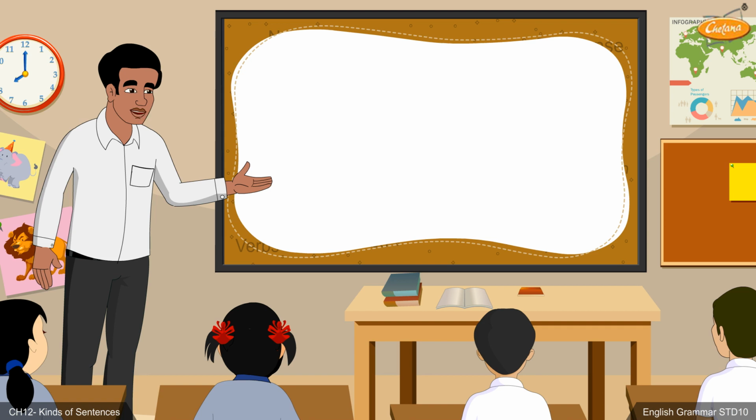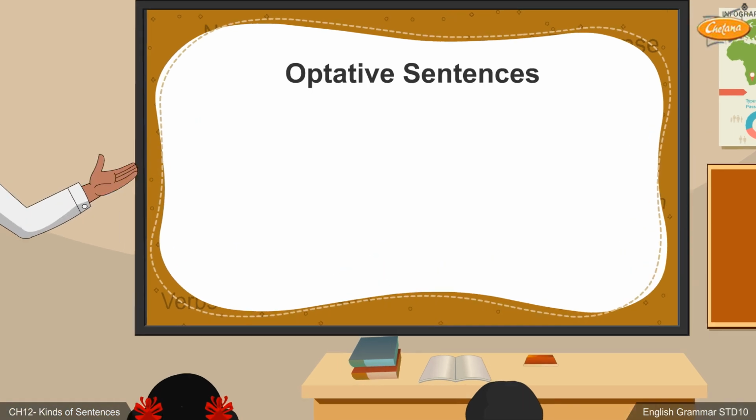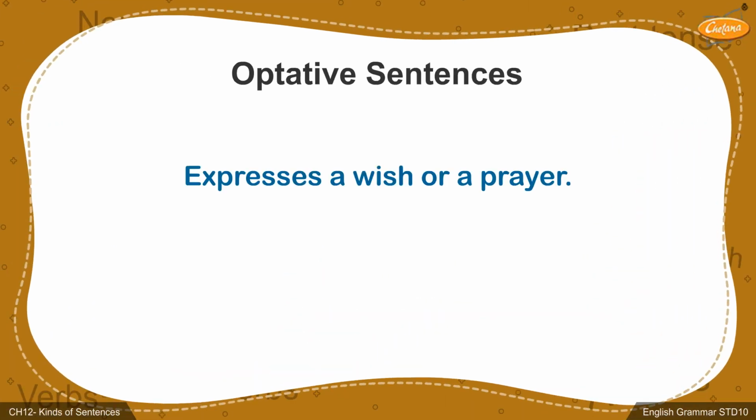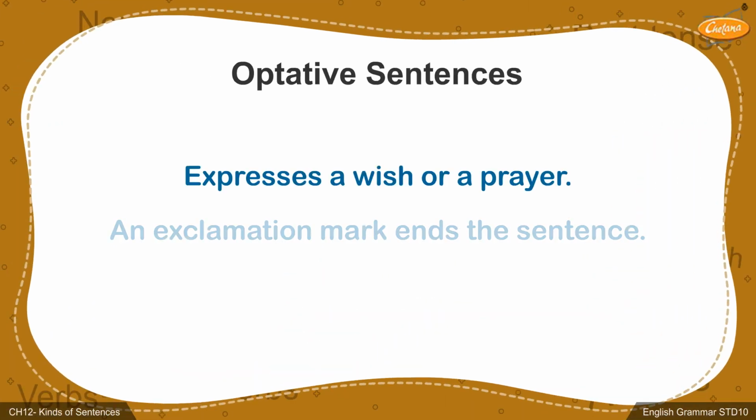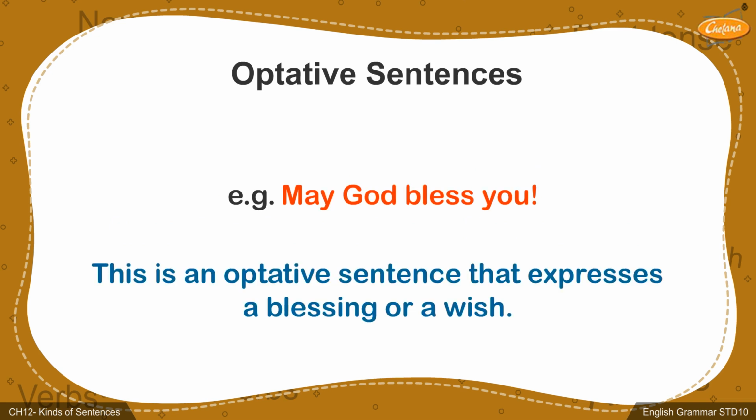The next type of sentence we will be learning is called an optative sentence. An optative sentence expresses a wish or a prayer. Usually, an exclamation mark is used at the end of the sentence. For example, "May God bless you." This is an optative sentence that expresses a blessing or a wish.